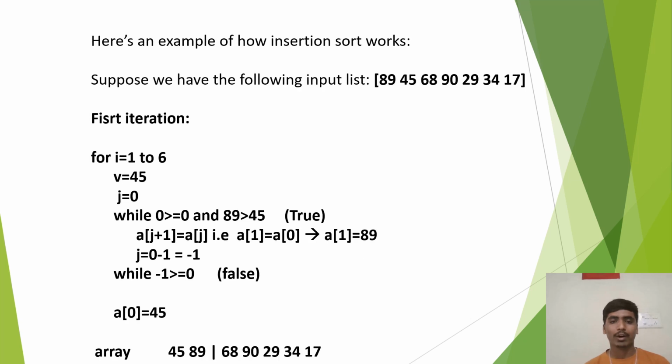Here is an example of how insertion sort works. Suppose we have the following input list: 89, 45, 68, 90, 29, 34, 17.